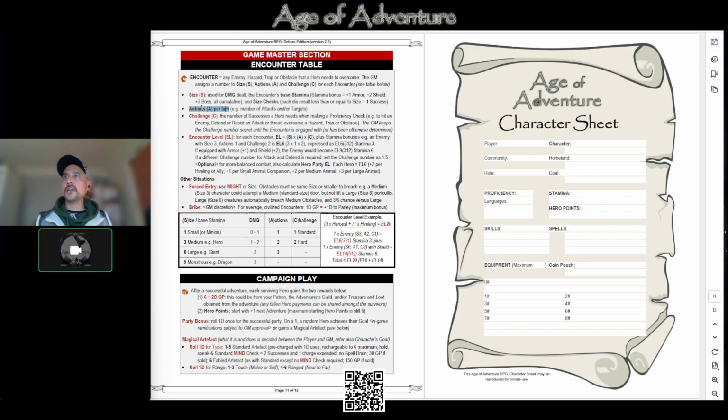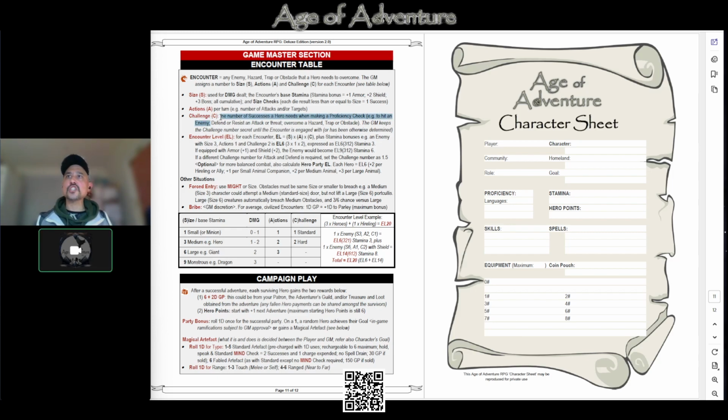Actions is how many attacks or targets they can focus on their turn. And whereas heroes only get one action, you can see here that encounters can have up to 3 actions to make them a bit more difficult.